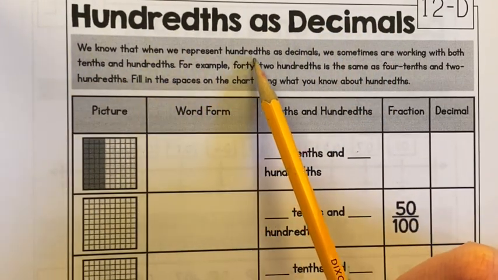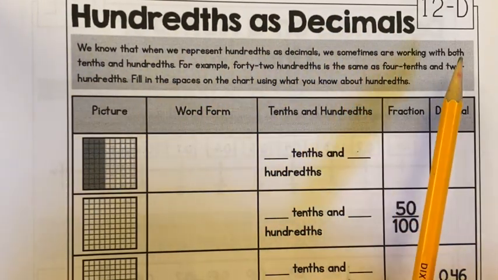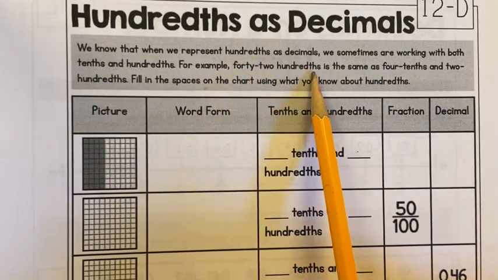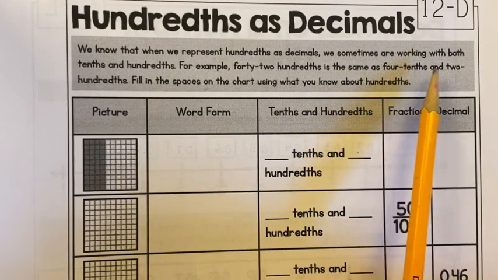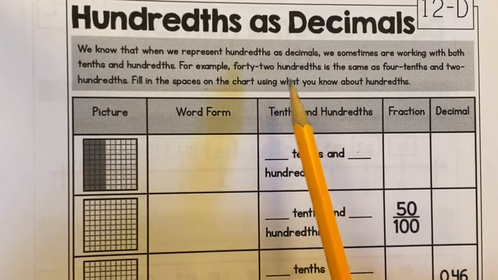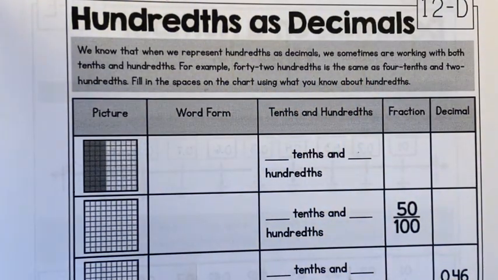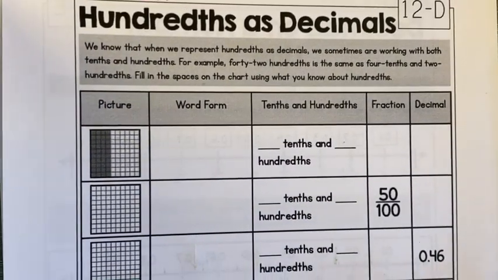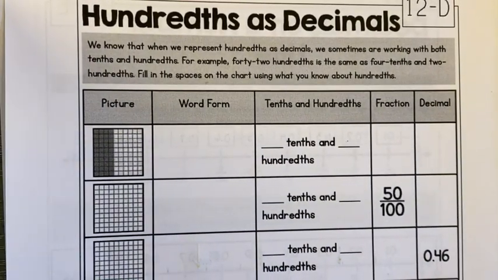Let's go to, it says hundredths as decimals. We know that when we represent hundredths as decimals, we sometimes are working with both tenths and hundredths. For example, 42 hundredths is the same as 4/10 and 2 hundredths. Fill in the spaces on the chart and tell me what you know using what you know about hundredths. So this is a chart. It's one of those ones where you have just enough filled in to figure it out. I am going to go through with you guys. I'm going to do maybe 4, and you're going to do the last 3 on your own. So don't panic. I promise it's not scary.